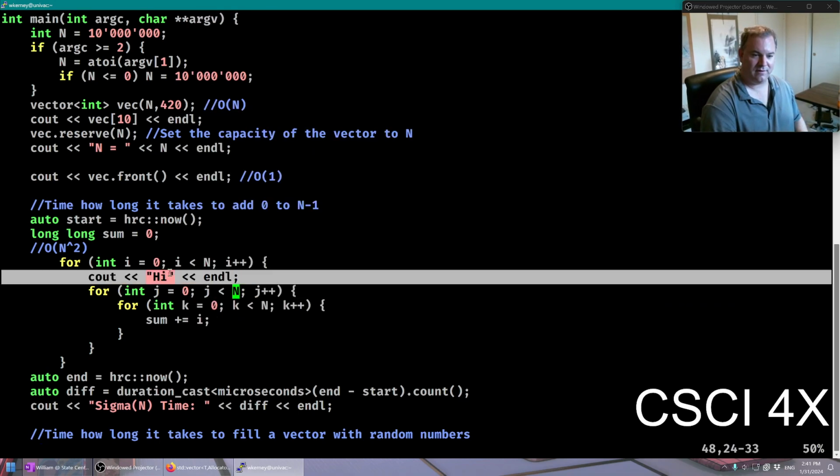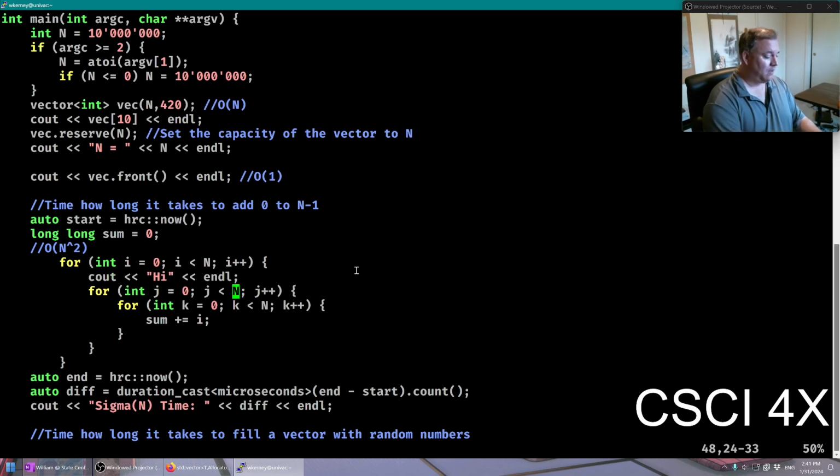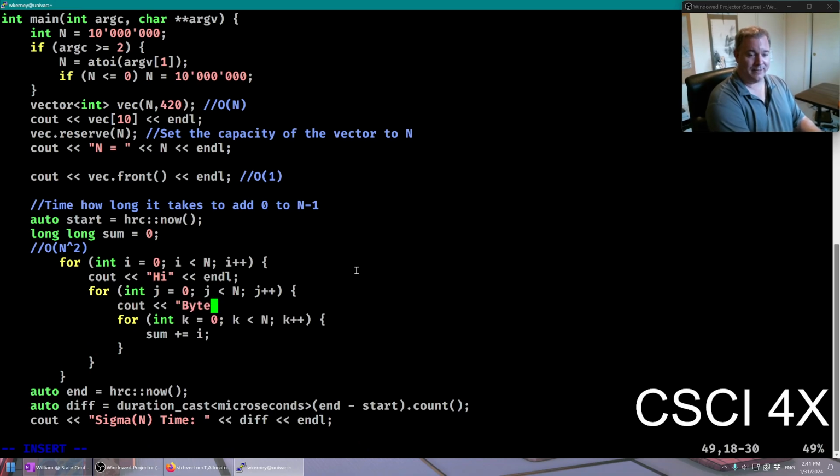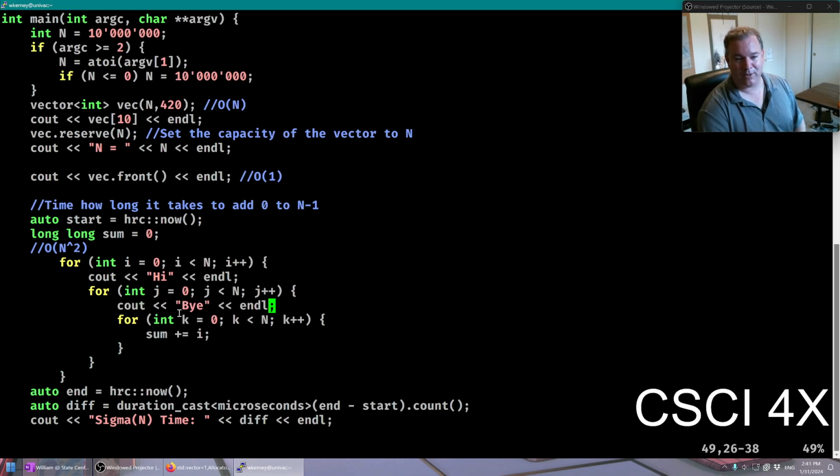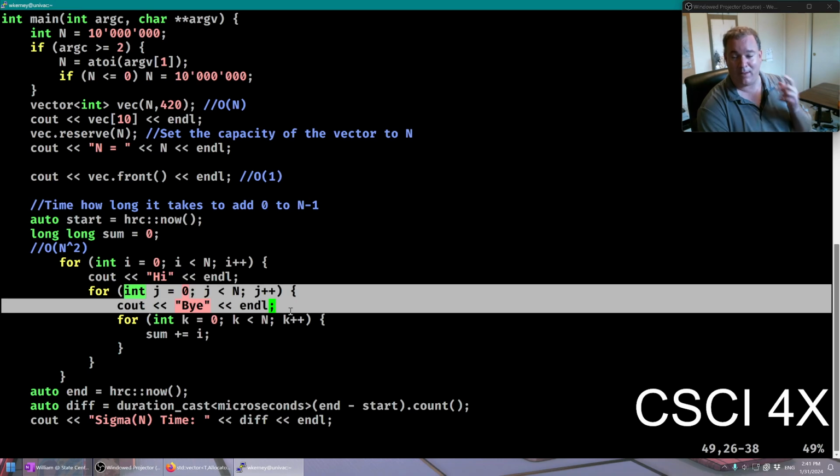How many times is it going to print high to the screen? N squared, n cubed. How many times? N, correct. And then it's going to print high. Then it's going to print bye. How many times is it going to print bye after one high? It's going to print high once, and then it's going to print how many byes in a row?